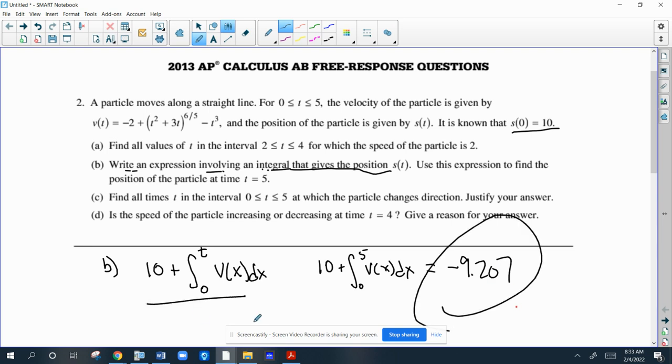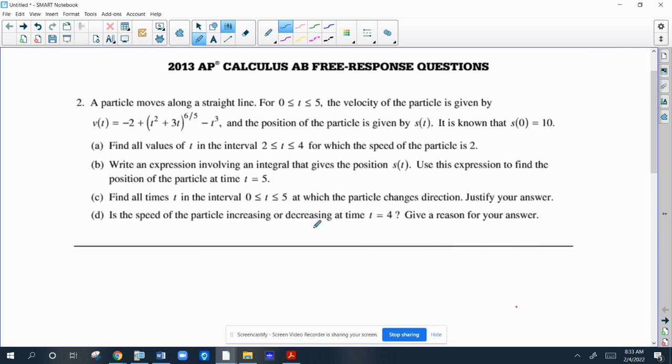I'm done. So this was the first part of the question. This was the second part of the question. So now we'll go to question C. Again, if you need to look at this longer, pause. Find all the times that the particle changes direction and justify your answer. Well, let's justify the answer first. A particle only changes direction when velocity changes from negative to positive or vice versa.